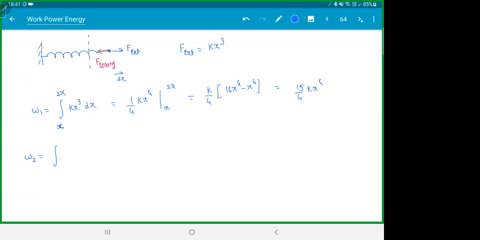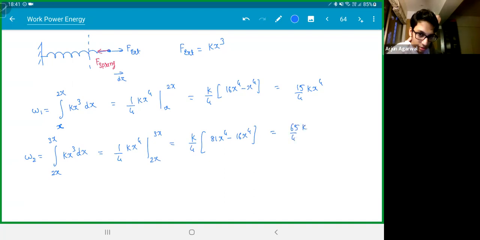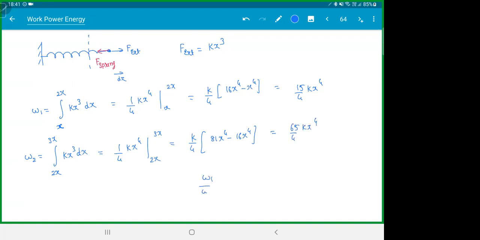Same thing, work done W2 will be k x cube dx. The limits will change from 2x to 3x. This would be k by 4 into (81 x power 4 minus 16 x power 4). How much is this? 65. 65 by 4 k x power 4. So W1 by W2 is 15 by 65, which is 3 by 13. Check. Clear? Easy. So be careful.